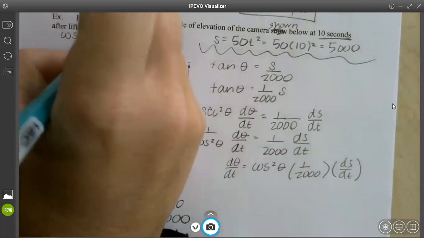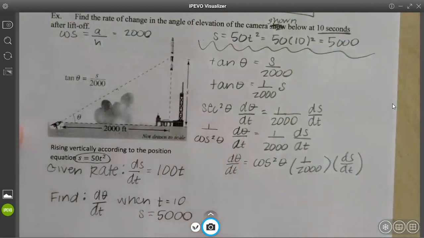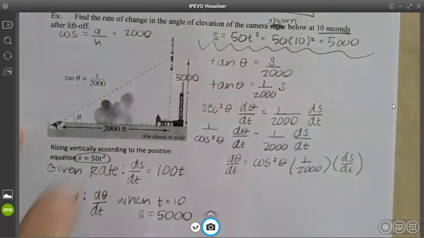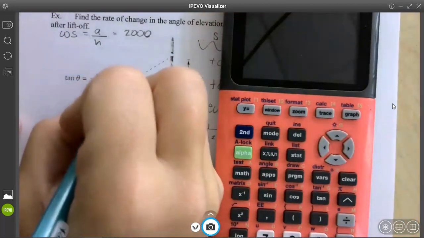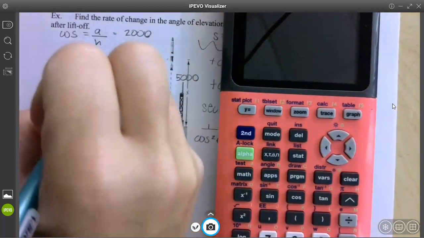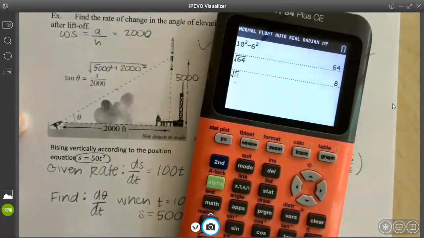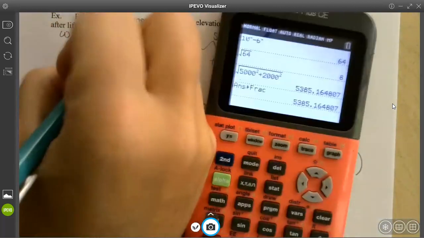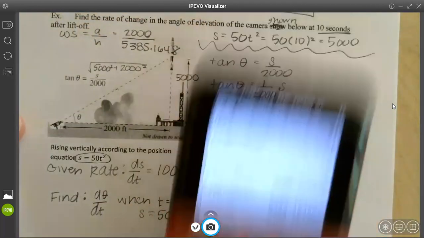So I'm going to write this up here. Cosine equals adjacent over hypotenuse. I know that my adjacent is 2000. What was S? So I know that this is 5,000. So what would I do to get my hypotenuse? 2,000 squared plus 5,000 squared, and I'm going to take the square root, right? I can do all that at one time. Is it okay that I have a crazy decimal? Yes, I might try to put it in fraction form. It's not going to work, so I'm going to leave it alone. How many decimals should I round? So 5385.1648, that's what I'm going to leave it as.